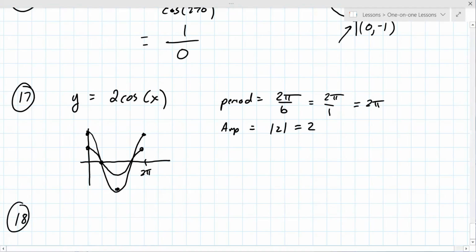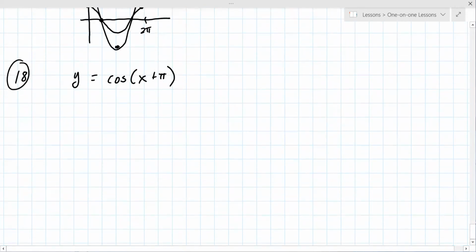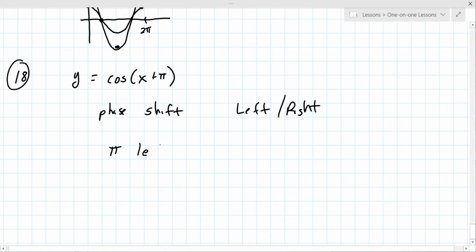So 18. Actually, yeah, I guess we'll do this. This one is kind of like when we graph quadratics, where there's left shifts, right shifts, up, down, and stretches. This one just has what's called a phase shift. A phase shift is a left or a right shift. And the way this is read, it's pi left.